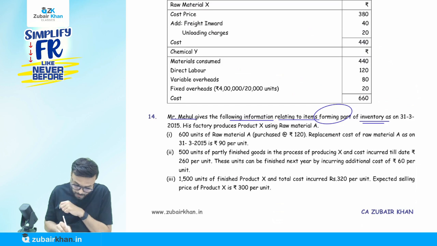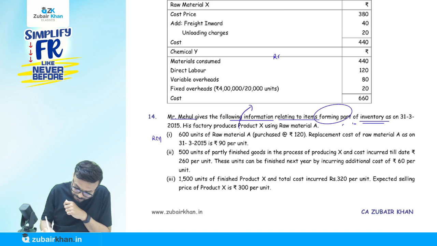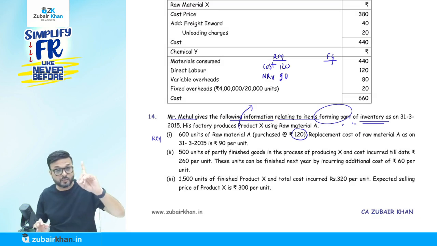So 600 units of raw material. The first point is talking about what? Raw material. They have 600 units. Raw material A is purchased at 120. How much is the cost? Raw material we are talking about. Just give me a minute. Let me write here, because of space. Raw material, and here finished goods I will write. How much is the cost that they have mentioned? 120. Then they say the replacement cost of raw material A on 31st March 2015 is rupees 90. So what is the NRV here? It is 90. You say, oh, lower is 90. So you say, wait.